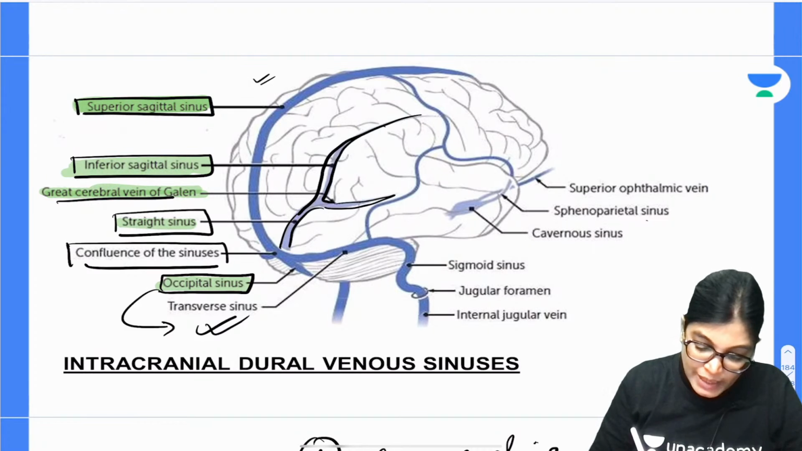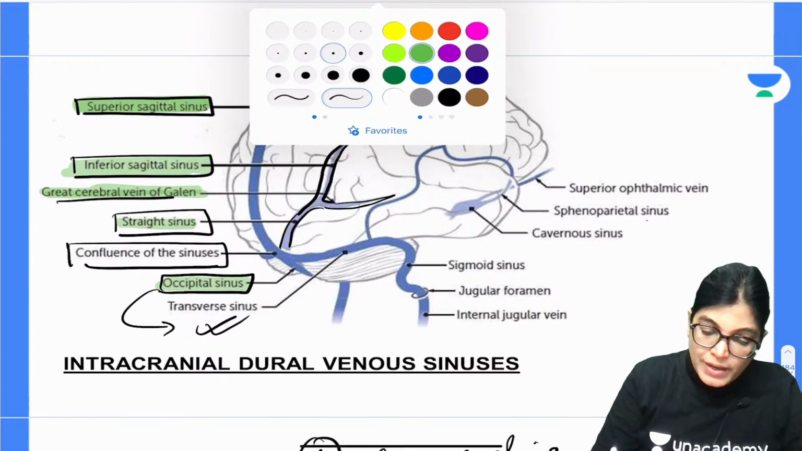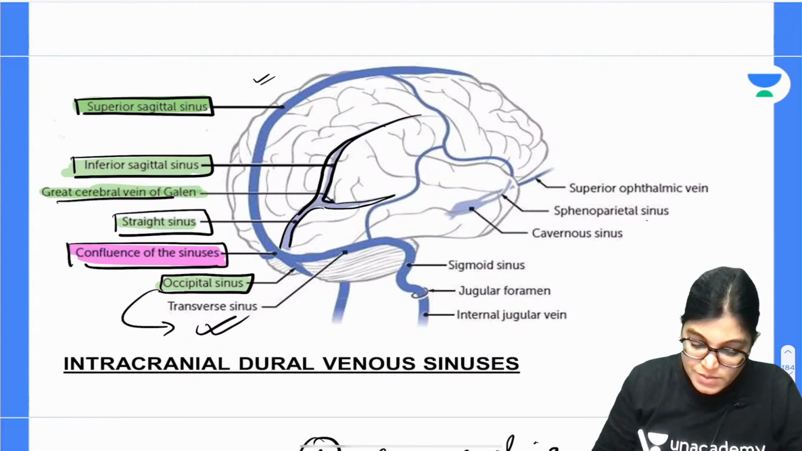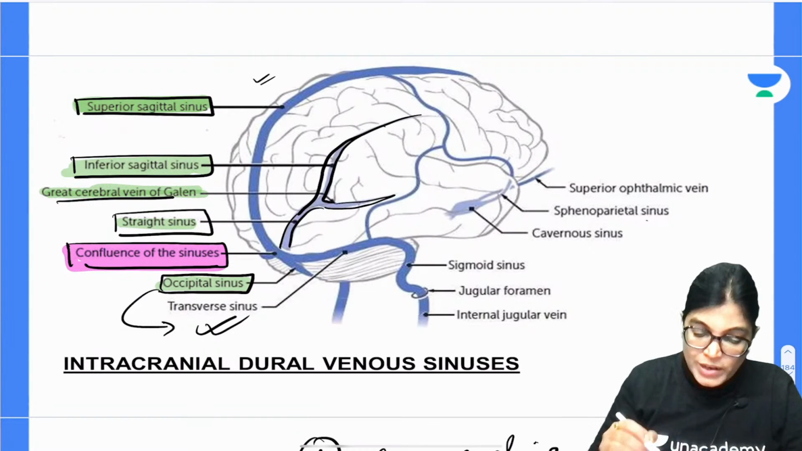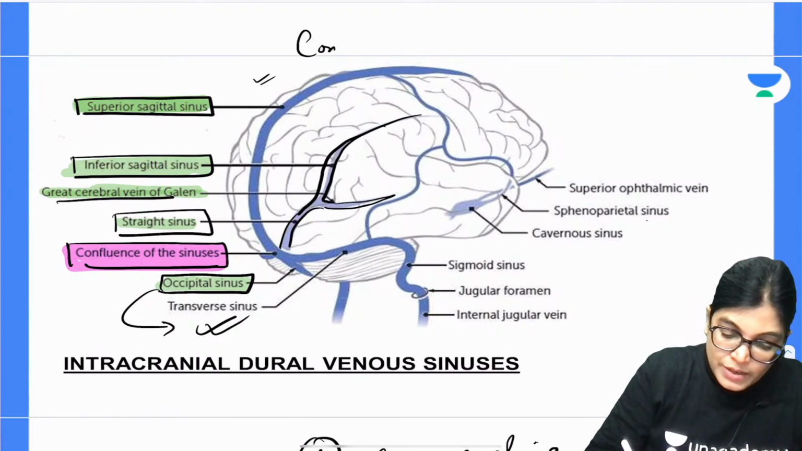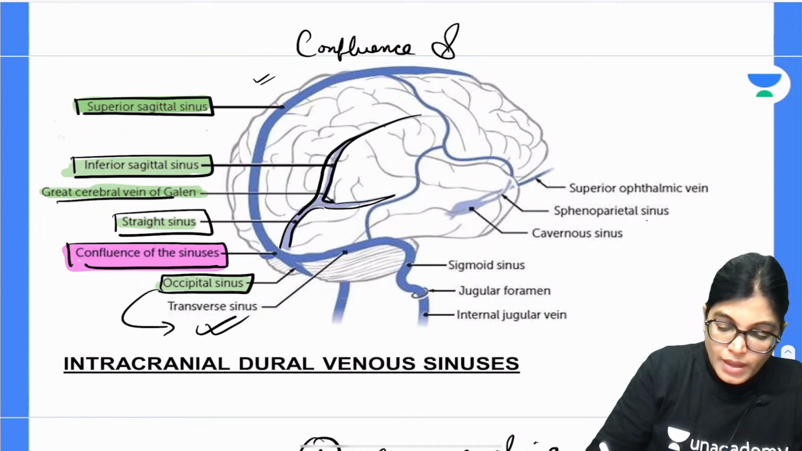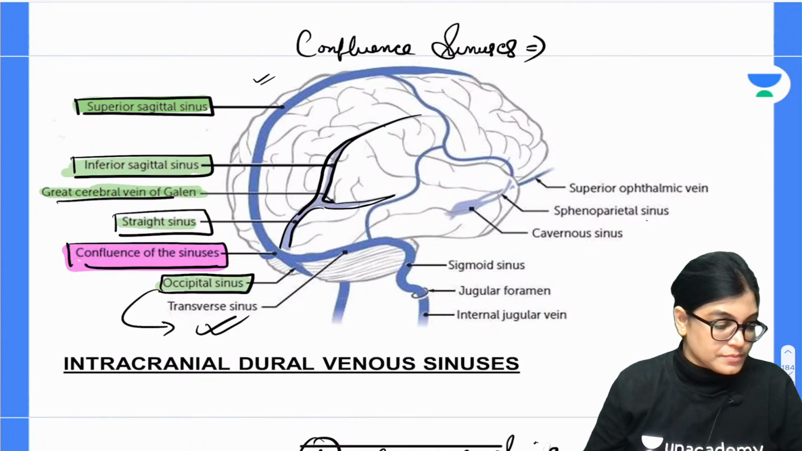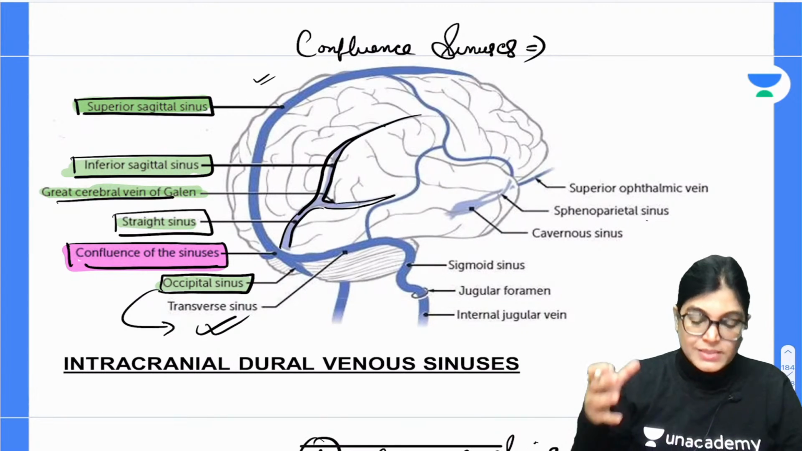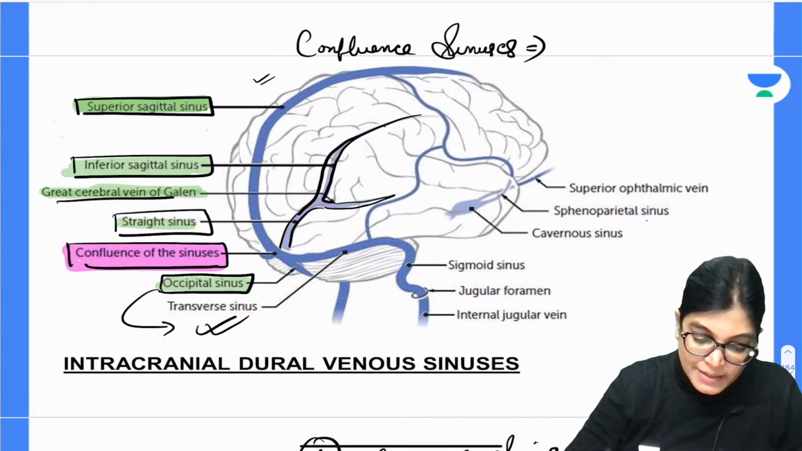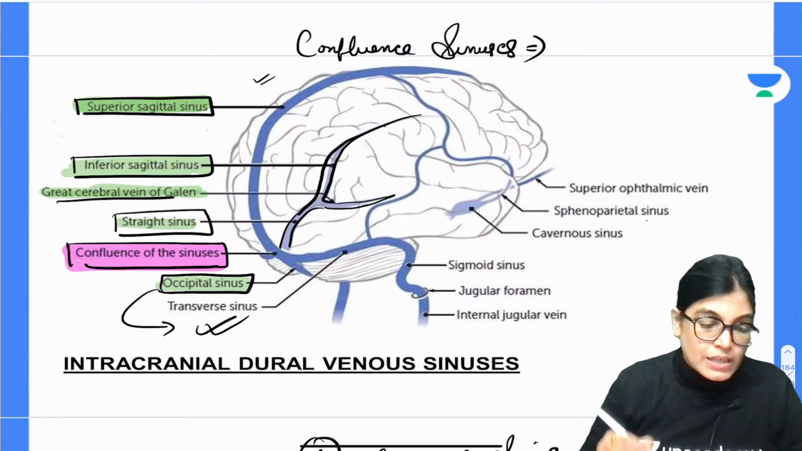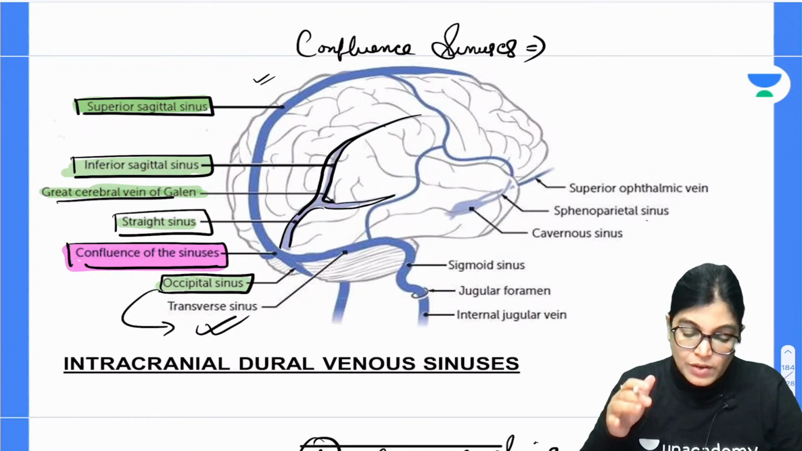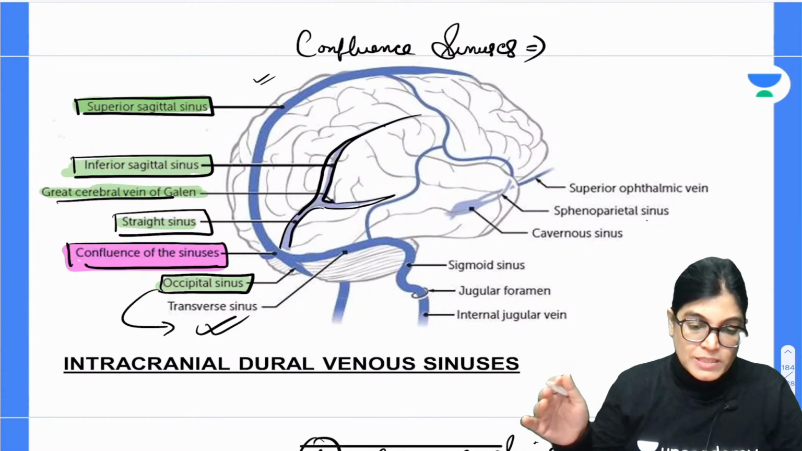Here, I want you to tell about confluence of sinuses. When we are talking about confluence of sinuses, a few important sinuses are meeting or converging at this point. Confluence of sinuses, as you can see in the diagram, is formed by... yes, Satyajit, confluence means important sinuses are draining at this point. The level of confluence of sinuses is the external occipital protuberance.